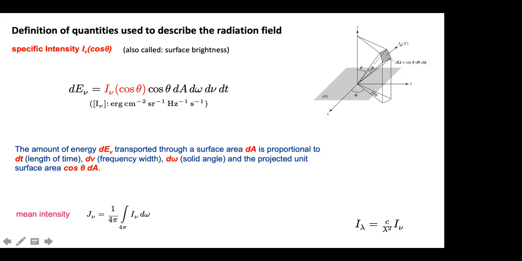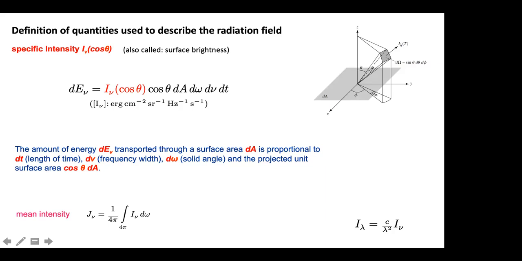And we can also define, and it will sometimes be useful, the mean intensity, that is just the average over all the directions, because the specific intensity is a function of the solid angle. We will see very soon why we define it as a function of solid angle, and it is very, very useful to do that. We will see it later.